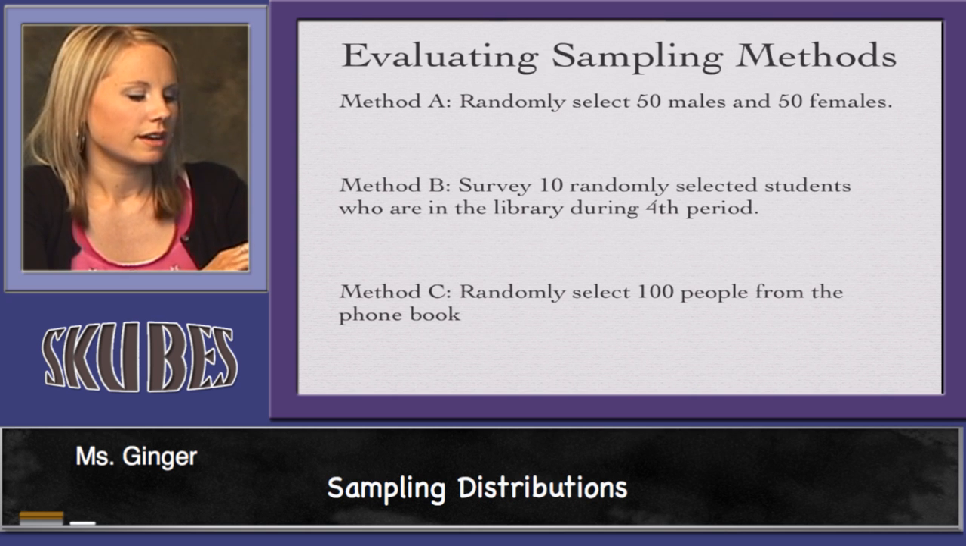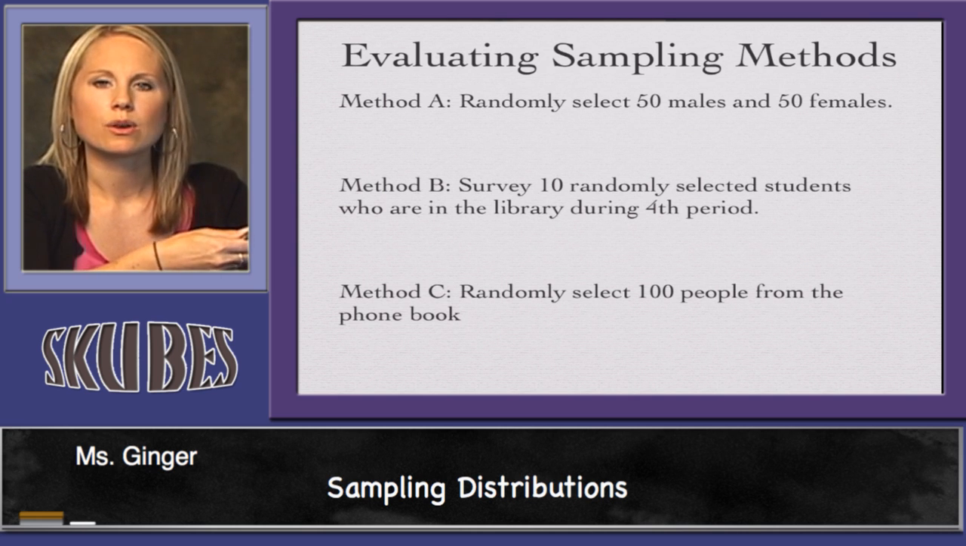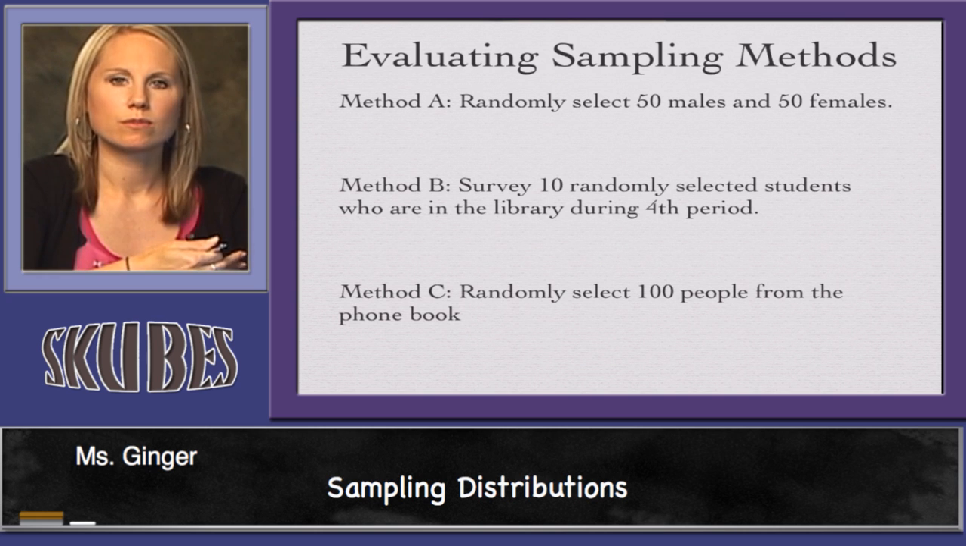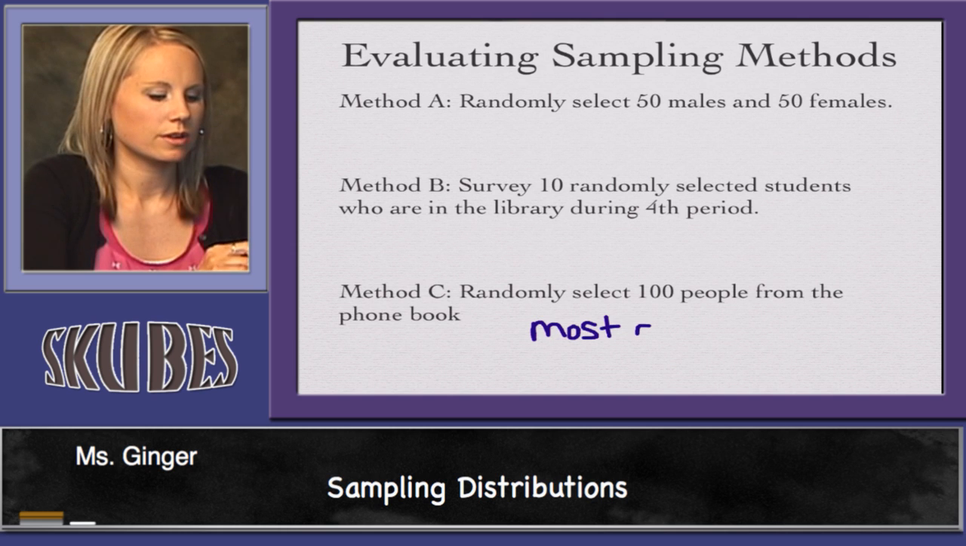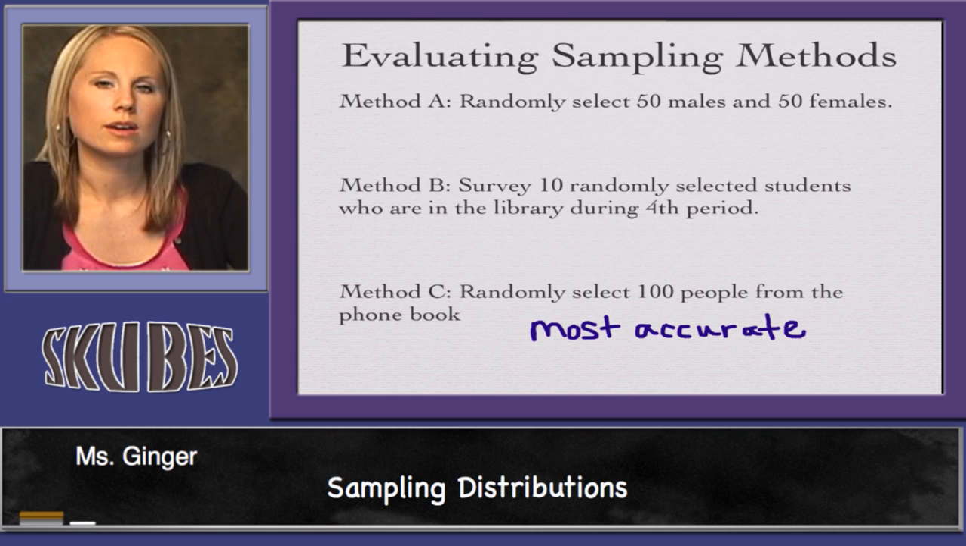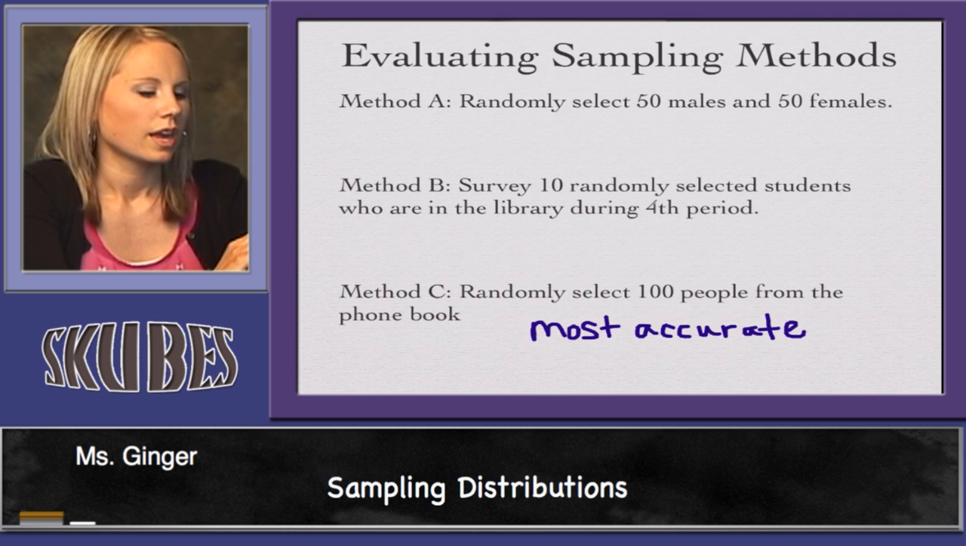So we can see that definitely method C is probably the best way to go here. It's very random, and as always, the more random of a selection you can have, the better. So I'm going to say this is probably going to be our most accurate way of getting results on the opinion and predicting that for the opinion of the whole town.